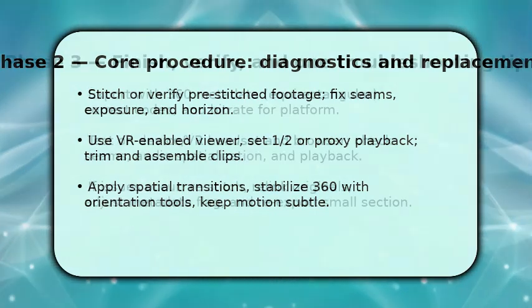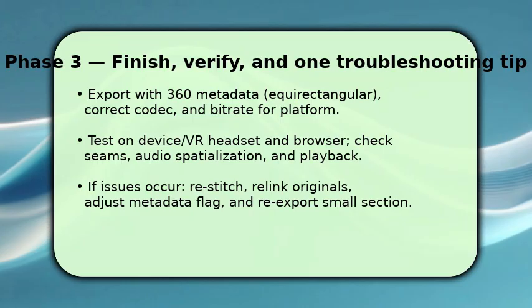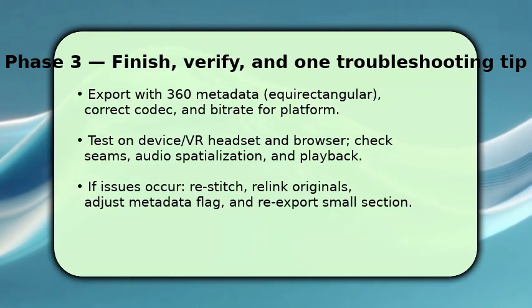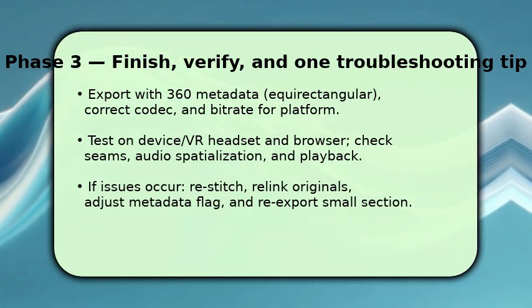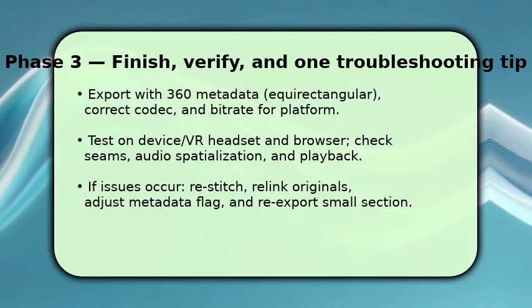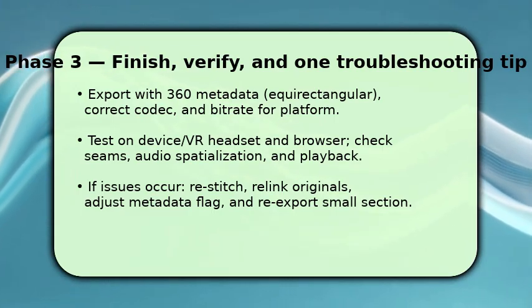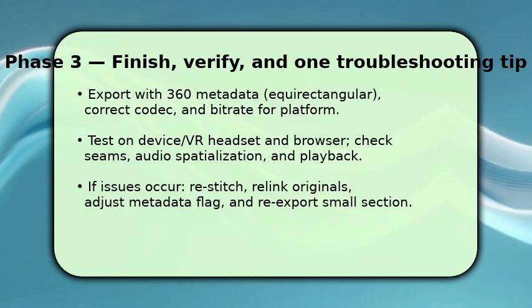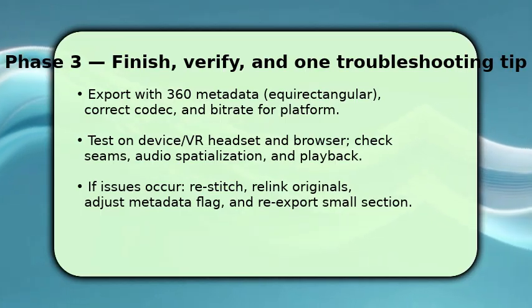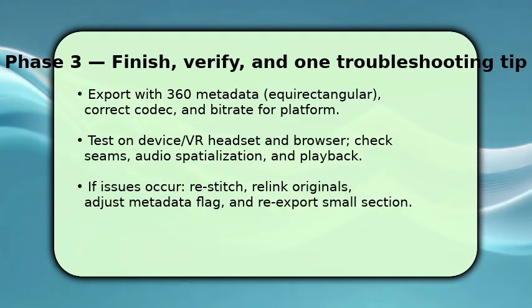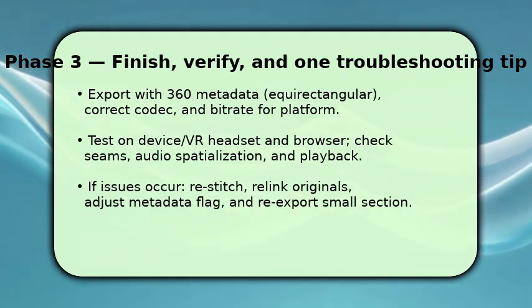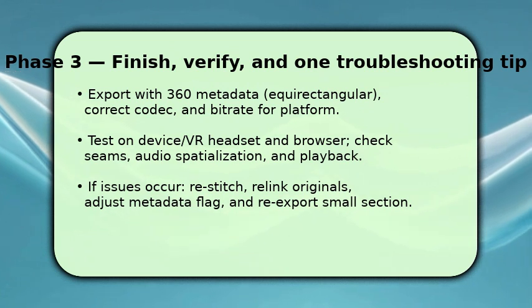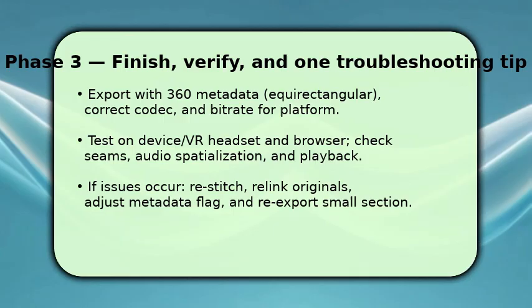You finish by exporting with embedded 360 metadata in the equirectangular format, choosing a codec and bitrate suited to your delivery platform. Once exported, test playback on a headset, phone, and desktop browser to verify seams, horizon stability, and spatial audio alignment. If you spot problems, restitch or relink the original media, adjust the metadata flag that marks it as 360, and re-export just the affected section for speed. This targeted loop saves time and ensures a polished final result.